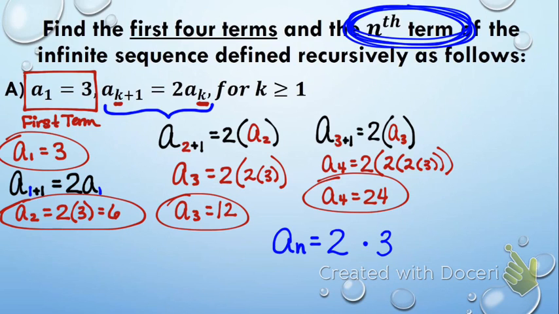times 3. For the second term, how many times did I multiply by 2? n minus 1. Because for the third one, we multiplied by 2 how many times? Twice. For the fourth one, we multiplied by 2 3 times. So whatever n is, if I take 1 off of that, that's how many times we need to double it.